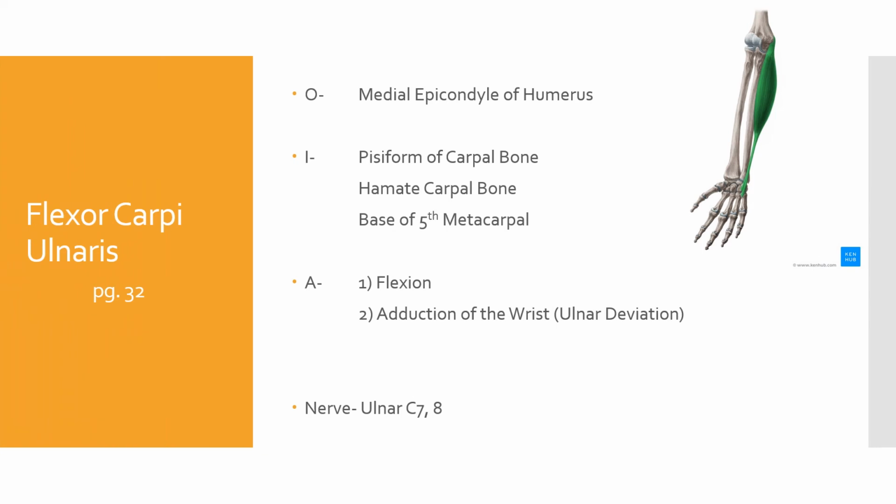Flexor carpi ulnaris, origin, medial epicondyle of humerus. Insertion points, pisiform, hamate, and the base of fifth metacarpal. Two actions include flexion, as well as adduction of the wrist, or ulnar deviation.